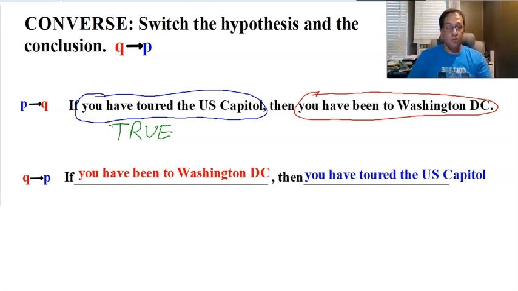So is this a true statement? Our hypothesis is true. I have been to Washington, D.C., but the conclusion is not true. I have never been inside the U.S. Capitol building. So this is a false statement because the hypothesis is true, but the conclusion is false. So the entire thing is going to be false. All right? So the original statement is true, the conditional is true, but the converse is false.